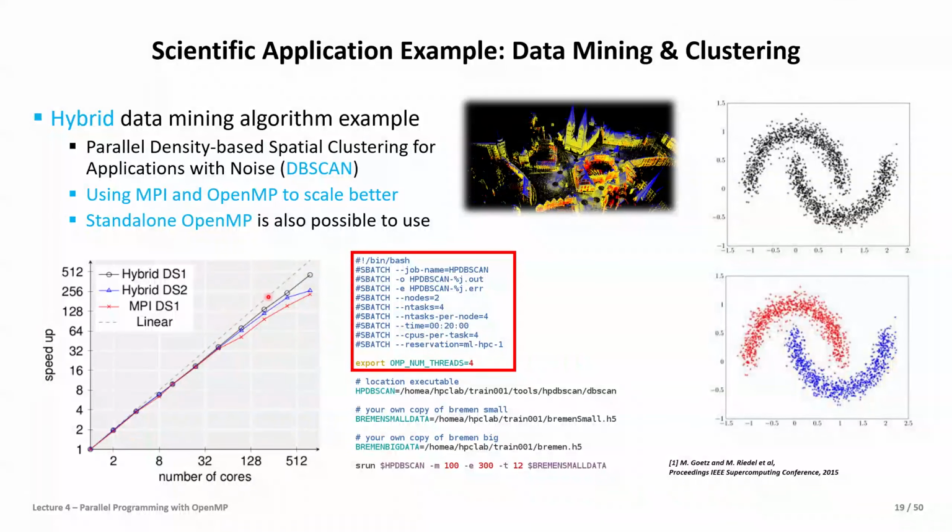Still, of course, the ideal scaling that you see is probably hard to reach. We usually say it is near linear scaling, right? So it's not directly linear scaling.